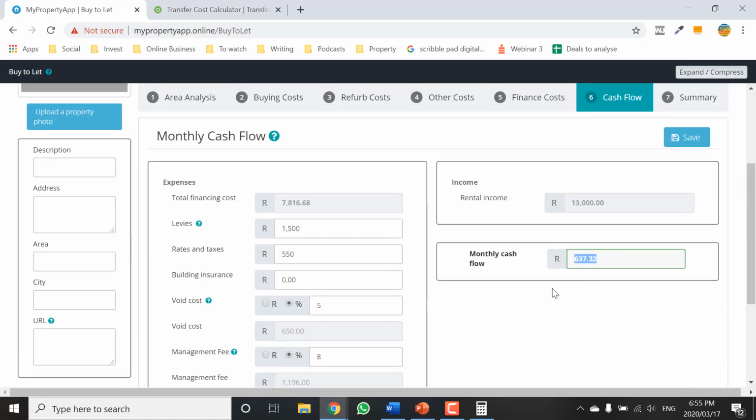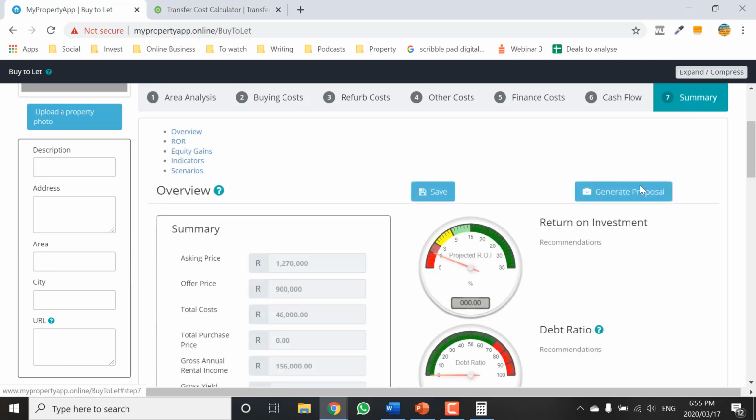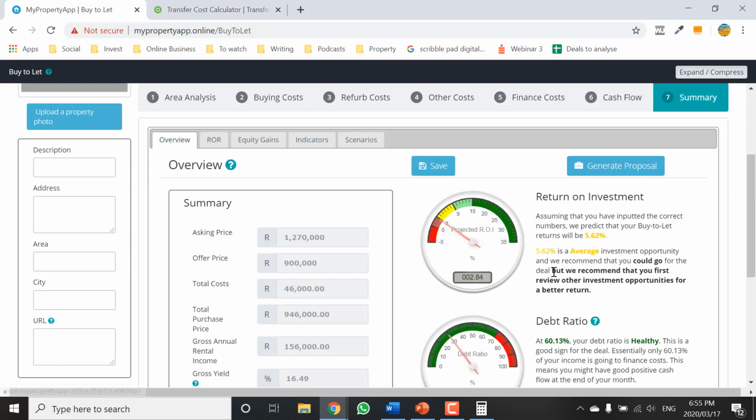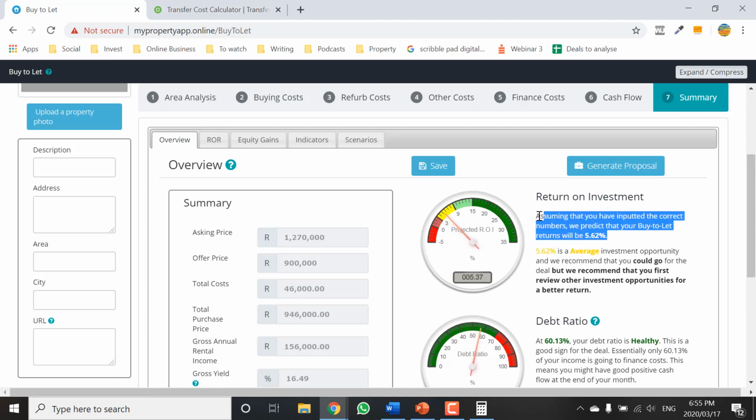So what you can see here is that this deal does have a positive cash flow from day one. It's making about 637, which is good. We go to the summary tab here, and it is telling us that the return on investment will be a bit below average. It's 5.62, which is a bit too low for us. We want to be working on anything above 9 or 10.